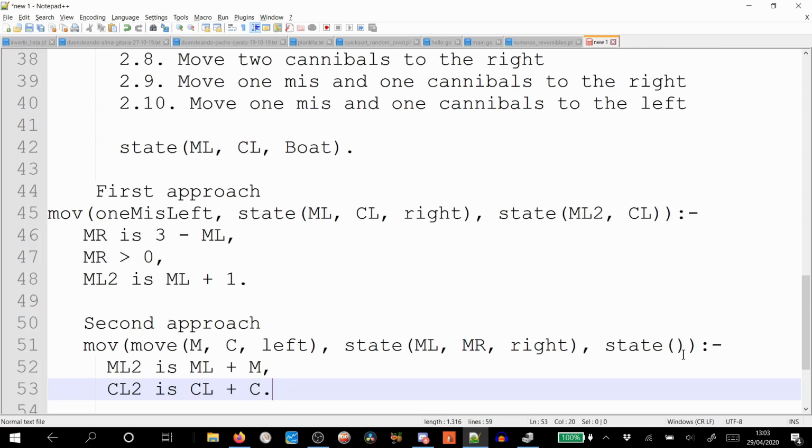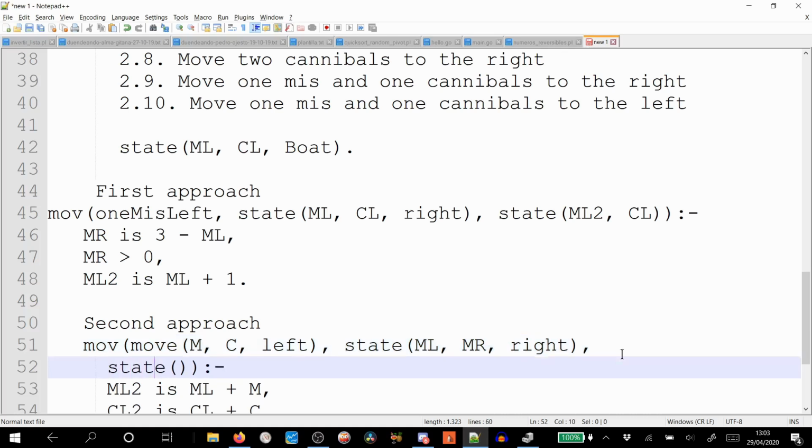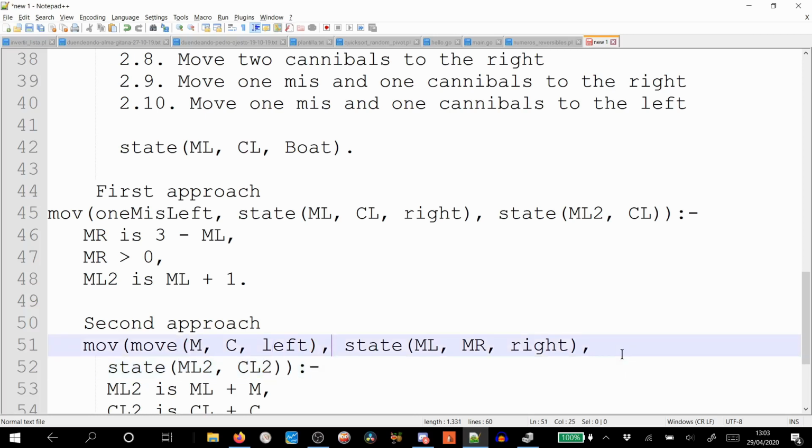Okay, so the new state will be missionaries to the left 2 and cannibals to the left 2. Sorry, I made a mistake here. It's missionaries and cannibals to the right, to the left. Sorry. Okay.